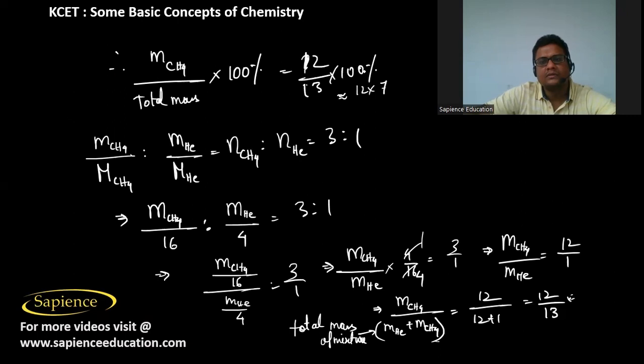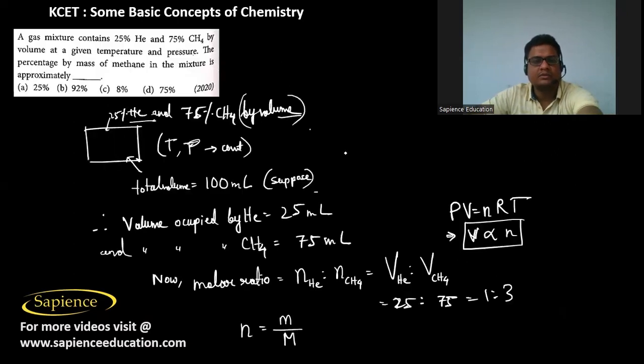13 sevens are 91. Then again 90 will come. So 13 sevens are 91. Okay. So 12 sevens are 84. Then 12 sevens are 84. 92.4% approx. So it is option B is the correct answer.